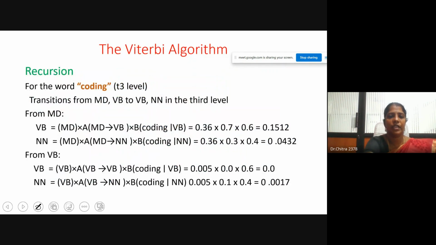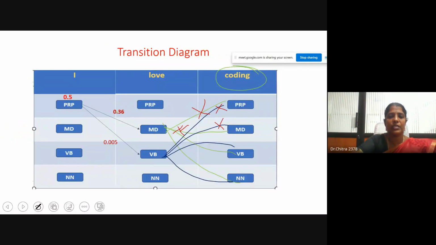Now calculate for the word coding. Two possibilities are there, MD and VB. First I calculate MD to VB and MD to noun. So, the initial probability of MD, times the transition from MD to VB, and the emission probability of VB. The weight here is now 0.36.